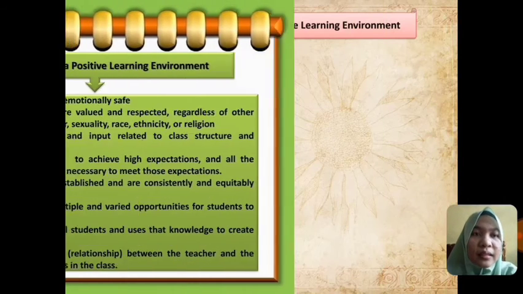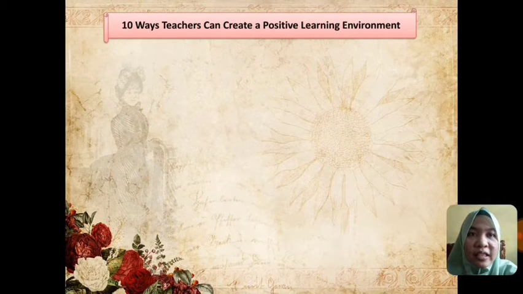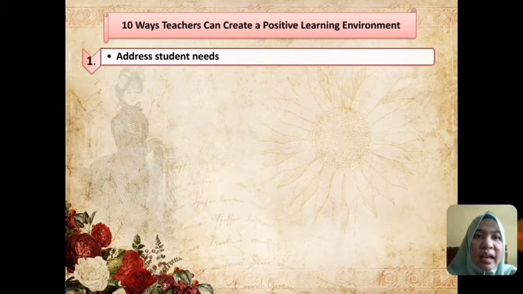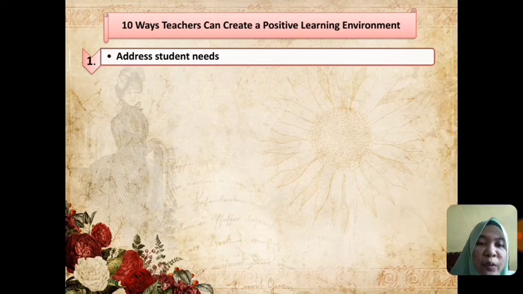The next. 10 ways teacher can create a positive learning environment. Number 1. Attach the student needs. Students like adults have not only physical needs but also important psychological needs for security and order, love and belonging, personal power and competence, freedom and novelty, and fun.